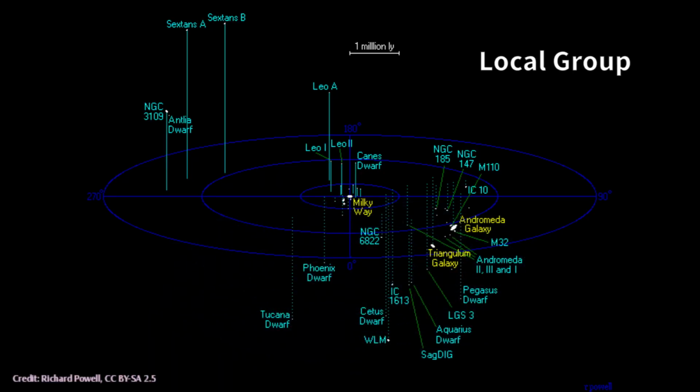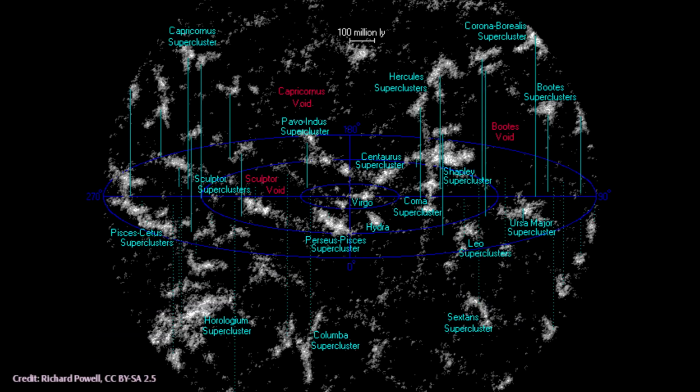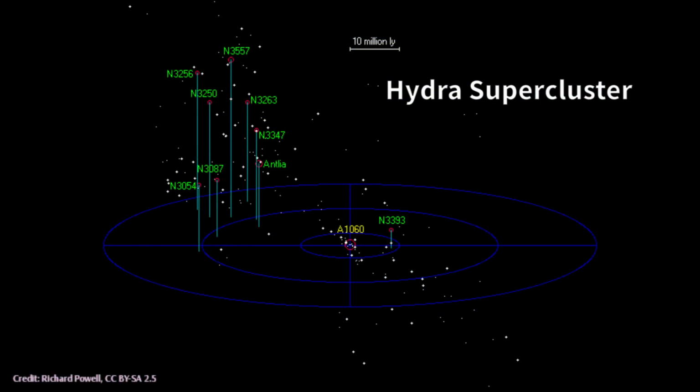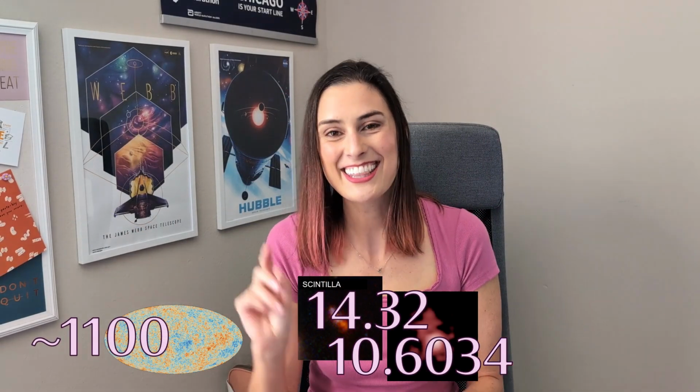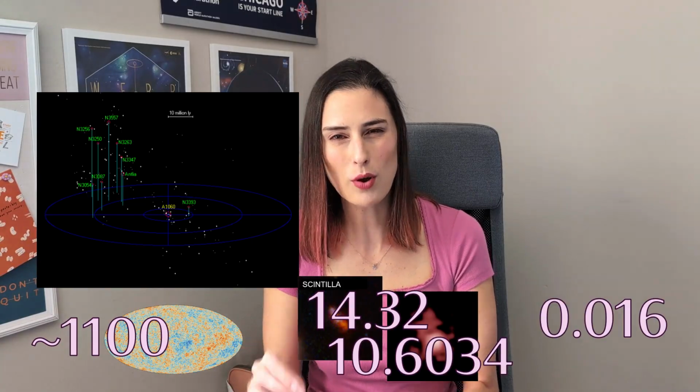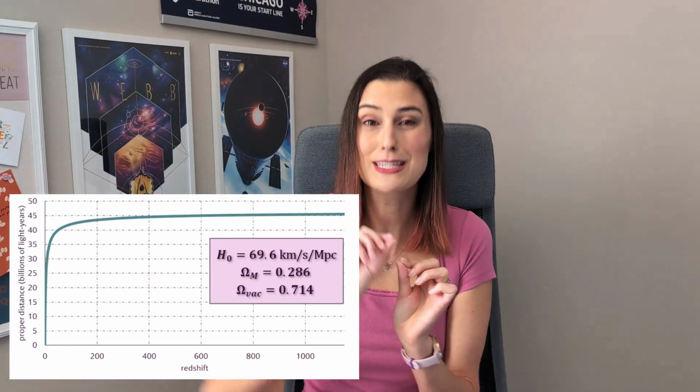Now, our galaxy group is part of what is called the Virgo supercluster, and the nearest supercluster to the Virgo supercluster is the Hydra supercluster. Now, these are actually both lobes of the larger Laniakea supercluster, but okay. And the Hydra supercluster has a redshift of 0.016. So using a widely accepted cosmological model, this is what the relationship between redshift and distance actually looks like. And as you can see, a little bit of redshift goes a long way.